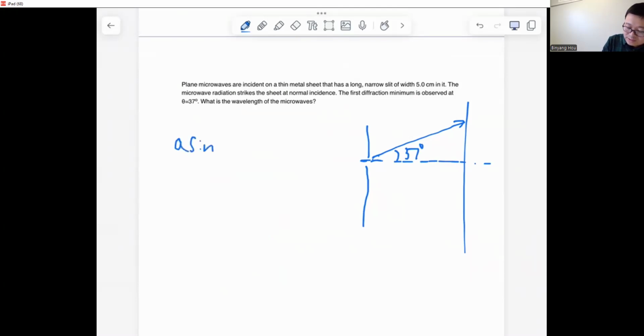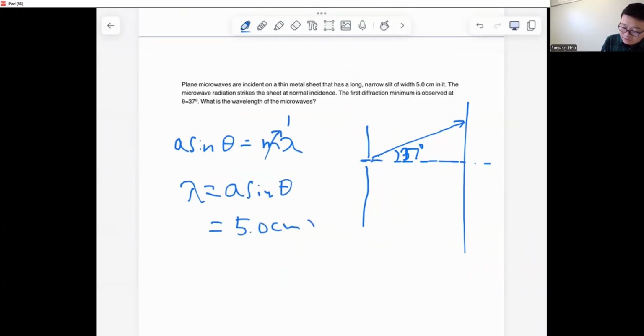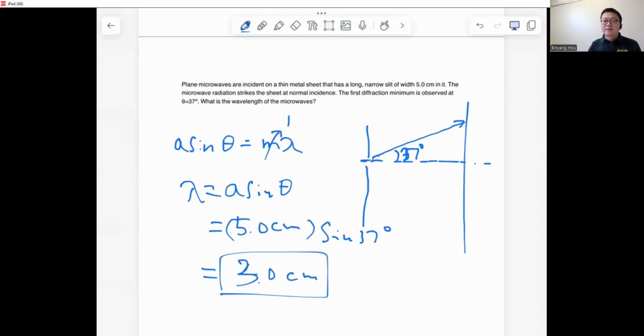But for the diffraction minimum, we use a sine theta equals m lambda, okay? And m equals 1 because that's the first diffraction minimum. And we are looking for the wavelength. So then wavelength equals a sine theta, where a is given as 5 centimeters, and sine of 37 degrees, okay? And that will give us 3.0 centimeters for the wavelength, okay?